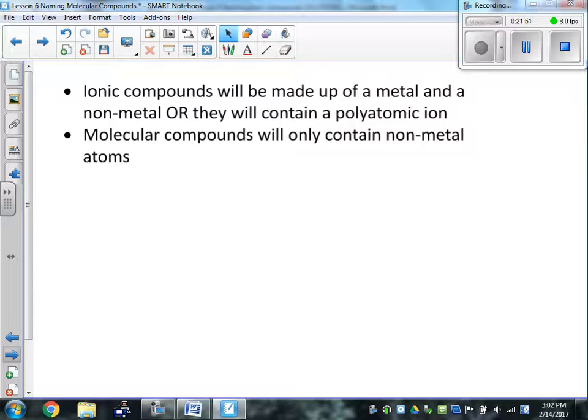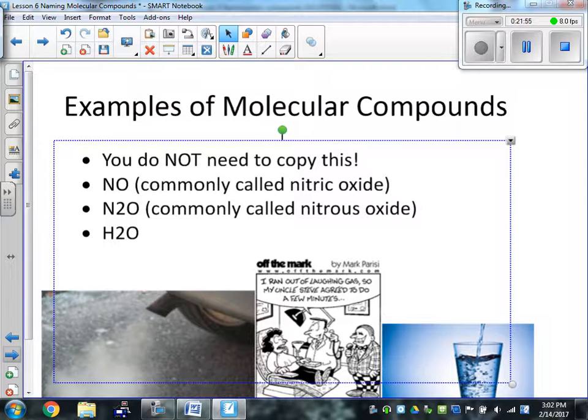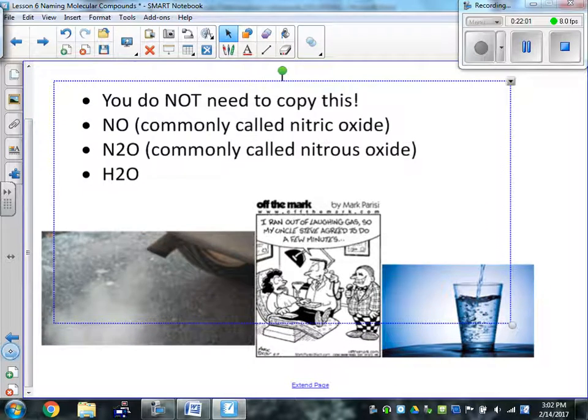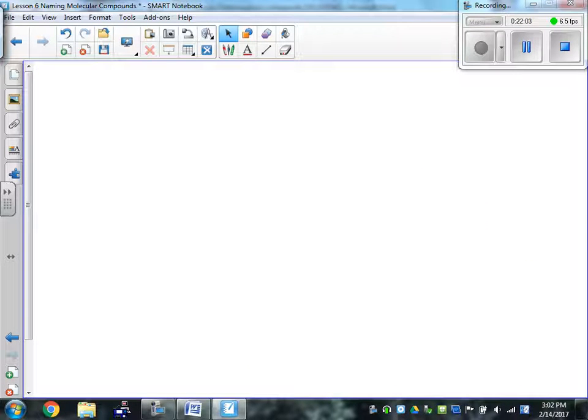So, there you go. Only non-metal atoms. All right? Don't worry about that. That's fine. Okay, good? All right. So you guys have some homework there.